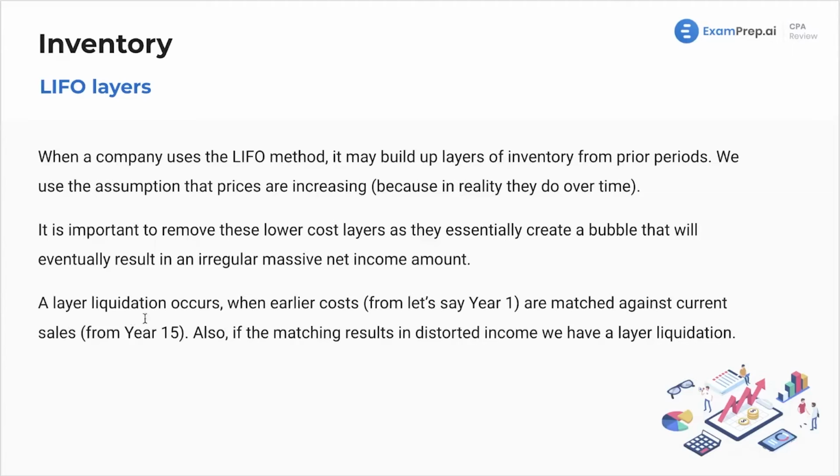And a layer liquidation occurs when earlier costs, let's say from year 1, are matched against current sales from year 15. So maybe year 1, this is 15 years ago, the costs were a lot lower. These are normal sale prices. We're going to have a massive distorted net income. So this is just the process of removing those layers.